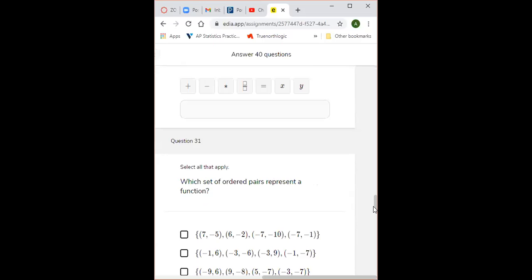This will be your fastest one. Okay, so you have 5 determining functions and 5 evaluating. 5 determining whether it's a function or not, yes or no, and then 5 evaluating.